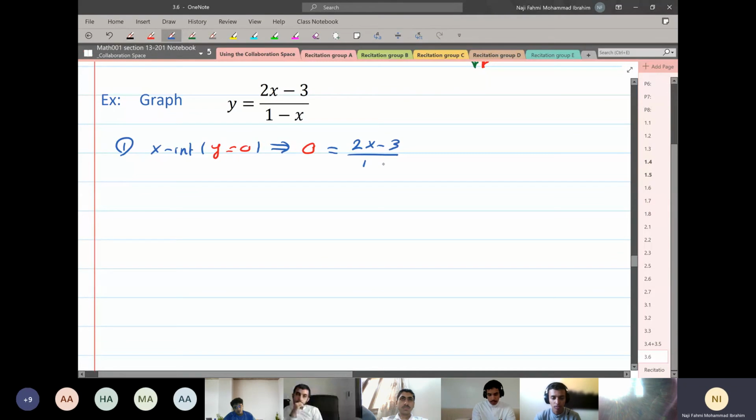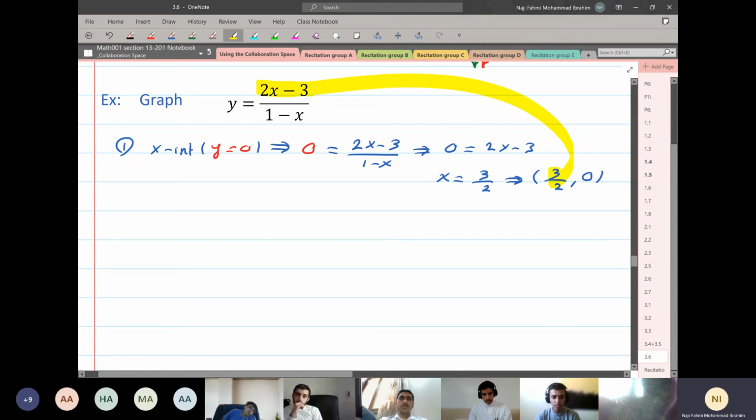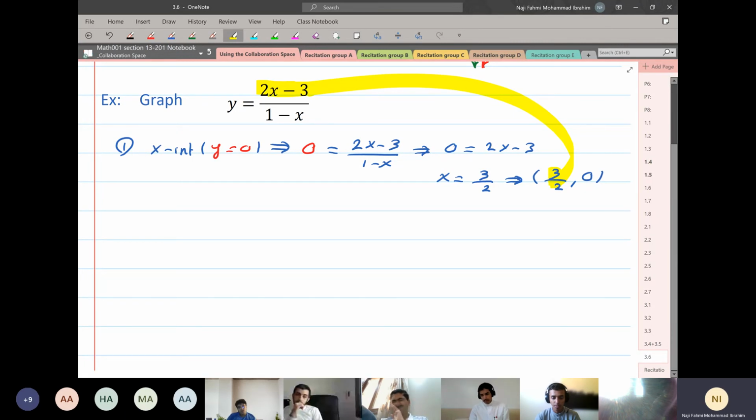2x minus 3. If I cross multiply, I'll have 0 equal to 2x minus 3. So how much is x? 3 over 2. So the 3 over 2 and 0 is my x-intercept. Now, can you make a relation? Is my x-intercept the 0 of the numerator or not? So I can make this as a rule, that my x-intercept is the 0 of the numerator.